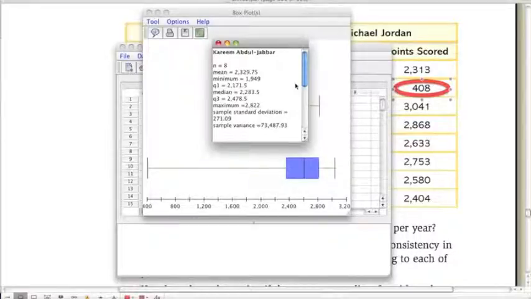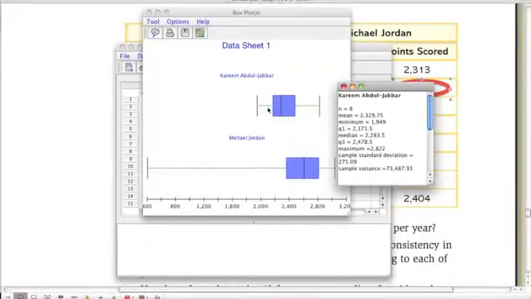Doesn't mean he's going to score higher on average. We figured out Michael Jordan's mean in Part A is higher, but it does mean that he's more consistent. His values cover a tighter range. And that's the end of our analysis of Part B.